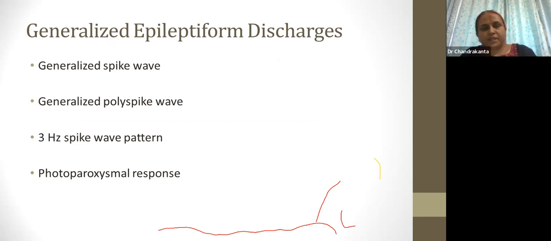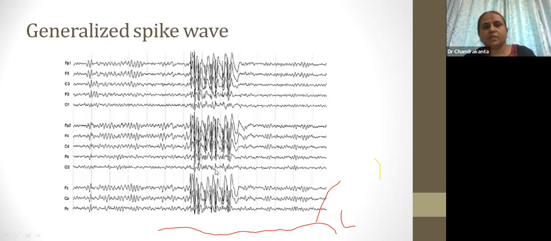So generalized abnormalities can be in the form of background abnormalities, or they can be generalized epileptiform discharges. What are the types of generalized epileptiform discharges? Can be spike wave pattern, polyspike wave pattern, 3 hertz spike wave pattern, and photoparoxysmal response. So this is showing generalized spike and wave discharges. And if you notice, in between, this is a spike and this is wave. This is left side and this is right side. So generalized means abnormality left and right and from anterior to posterior. Okay. So this is generalized spike and wave discharges.